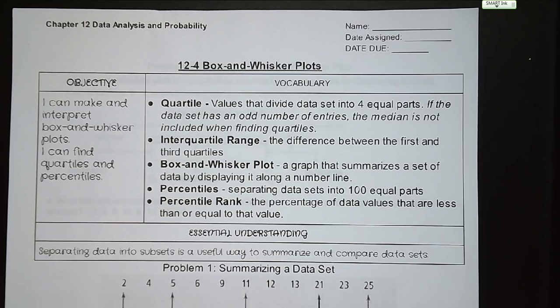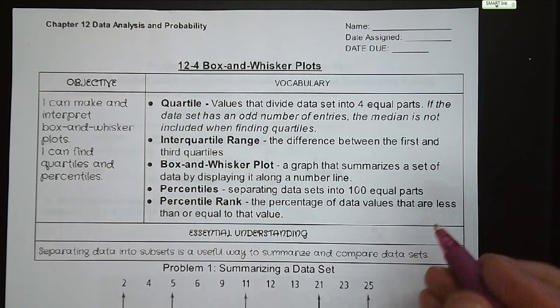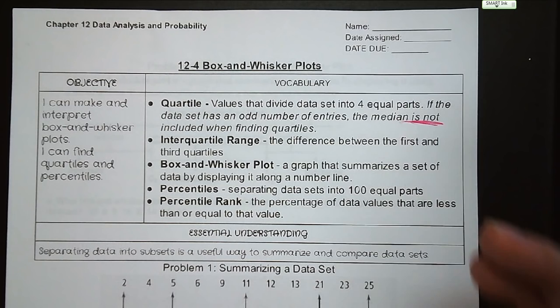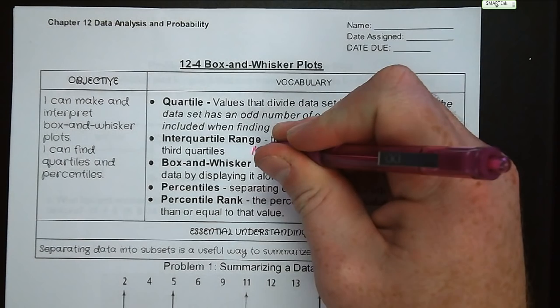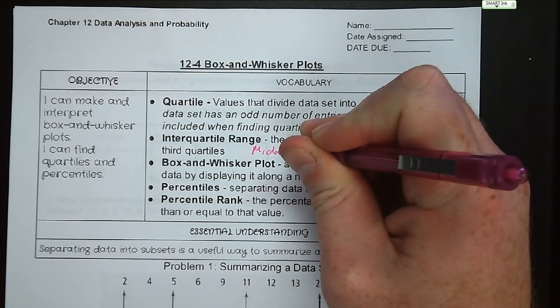Quartiles are values that divide data sets into 4 equal parts. If the data set has an odd number of entries, the median is not included when finding quartiles. Now the interquartile range is the difference between the first and the third quartile. So it's the middle 50% of a data set.